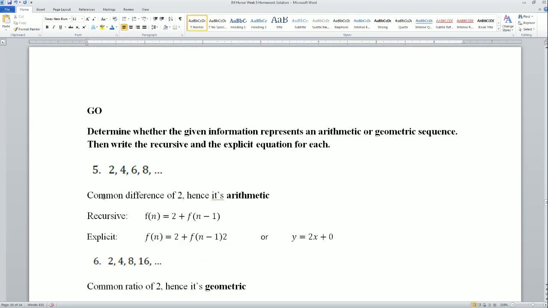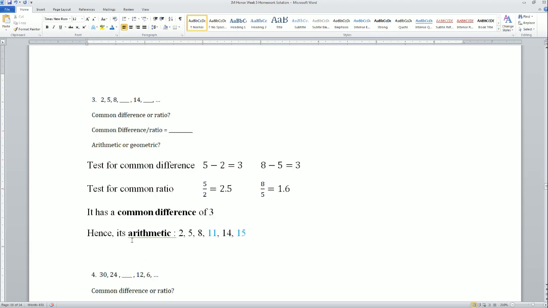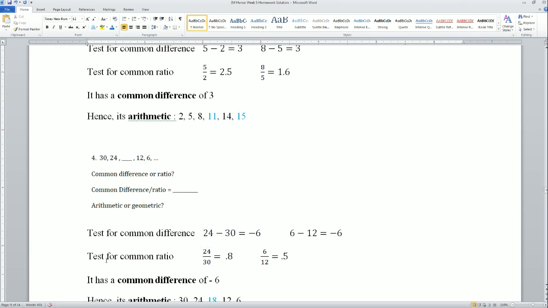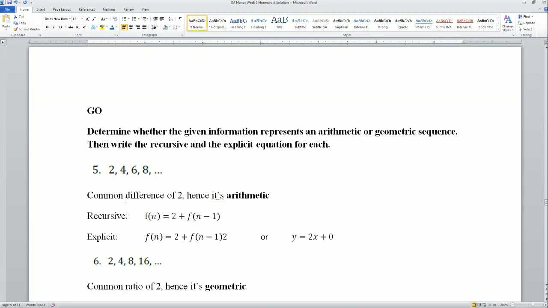Next: determine whether the given information represents an arithmetic or geometric sequence. Then write the recursive and the explicit equation for each. Here we have 2, 4, 6, 8. I realized it's a common difference because, again, you can just use this test for the common difference or the common ratio. I saw that the common difference is 2 because 2 plus 2 is 4, plus 2 is 6, plus 2 is 8. Hence, it's arithmetic.